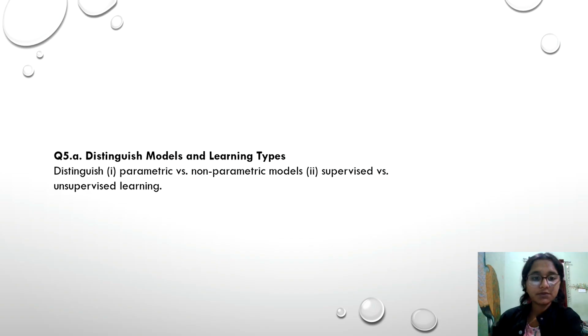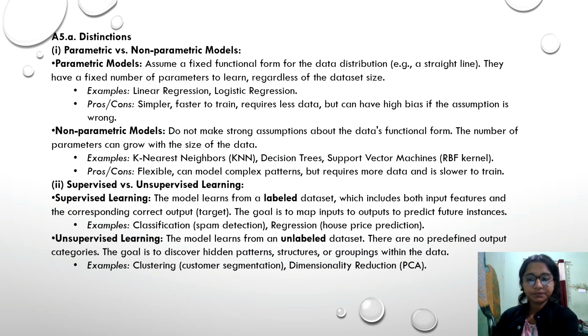Next question. Distinguish model and learning types. Distinguish parametric versus non-parametric models, and supervised versus unsupervised learning. So, parametric versus non-parametric. Parametric models assume a fixed functional form for the data distribution, for example a straight line. They have a fixed number of parameters to learn regardless of the data size. Examples: linear regression, logistic regression. Pros and cons: simpler, faster to train, requires less data, but can have high bias if the assumption is wrong.